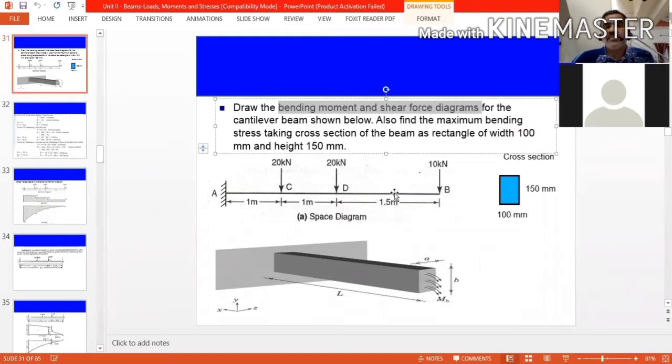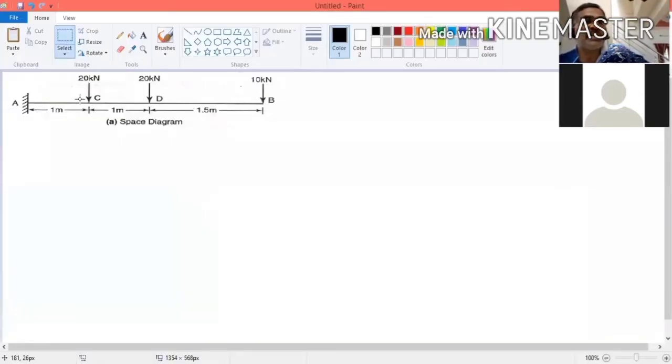So this is a beam, given in 3D. The cross section is this. The cross section dimension is 100 by 150. So this is the problem: draw the shear force diagram and bending moment diagram, and finally find the bending stress.